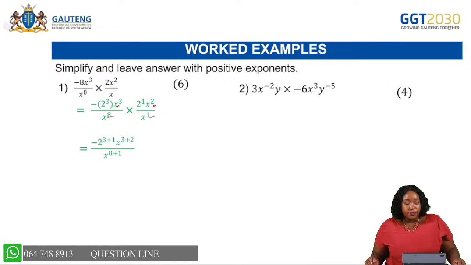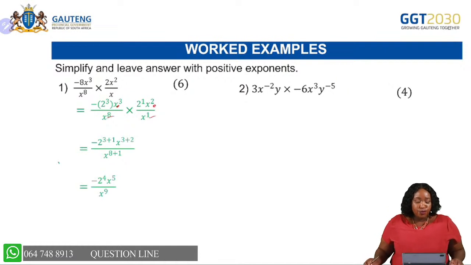Right. Just be careful. Do not get rid of your negative. Remember, your fraction started off as a negative fraction. So do make sure you keep that negative sign all throughout your calculations, okay? So here, 3 plus 1 will give you 4, and 3 plus 2 will give you 5, and 8 plus 1 will give you 9.